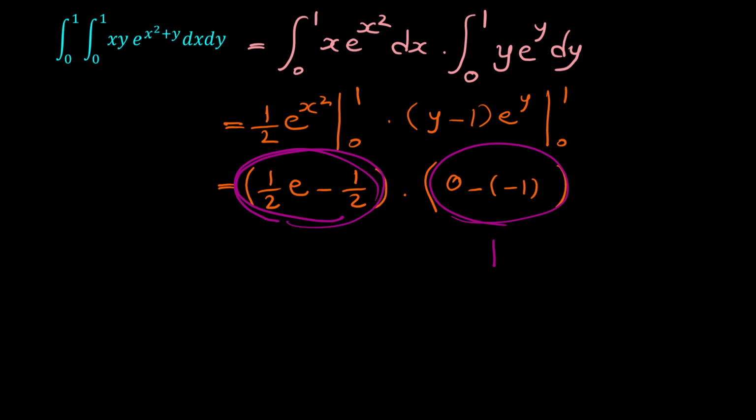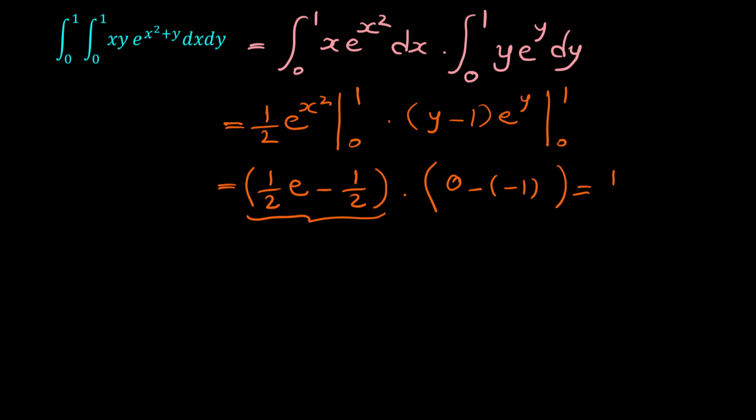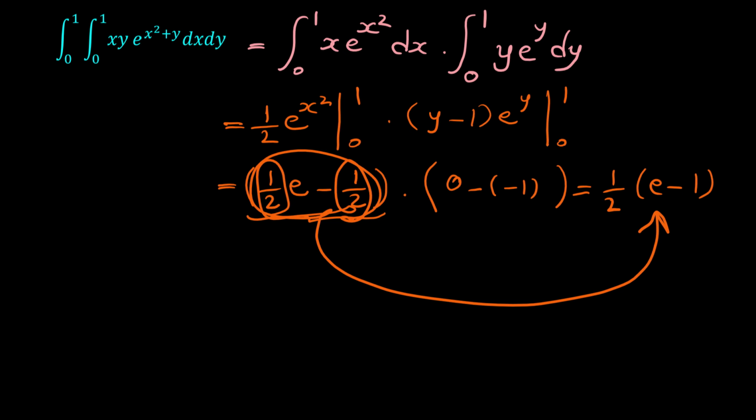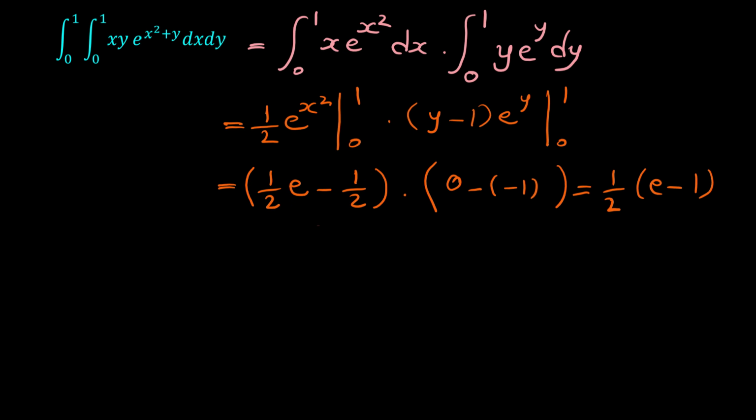Times this would be this again. So the final answer is 1/2 e minus 1/2. And if you like, you can write this in the form of 1/2 times (e minus 1). If you factor 1/2 from these two terms, you can write it in this form as well. And this is the answer.